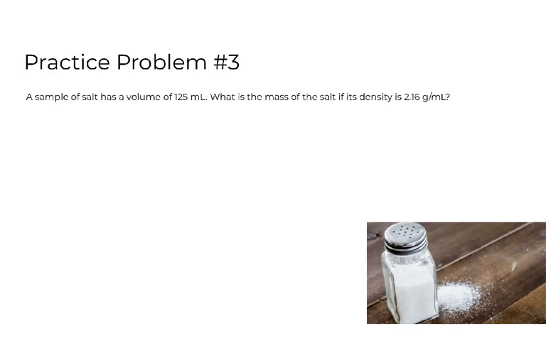Our final practice problem says a sample of salt has a volume of 125 milliliters. What is the mass of the salt if its density is 2.16 grams per milliliter? Since we don't know mass, and we do know the density and the volume, our equation is m equals d times v.